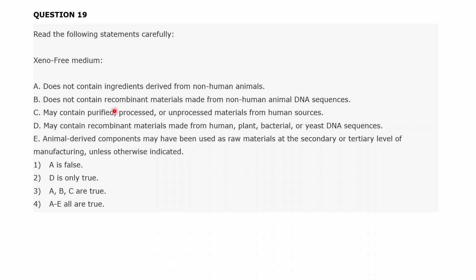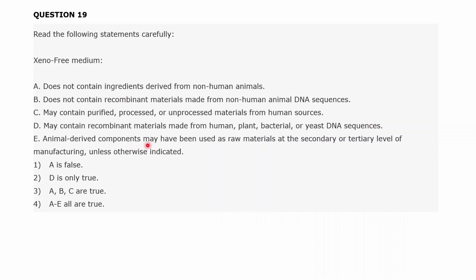Yes, it can include sources that are obtained from humans itself, so there is no issue with using this. It may contain recombinant materials made from human, plant, bacterial, or yeast DNA sequences. Other than humans, non-human animal sources cannot be used, but components like plant, bacterial, or yeast DNA sequences can be included. No issue in that case.